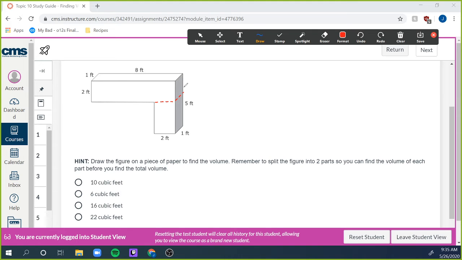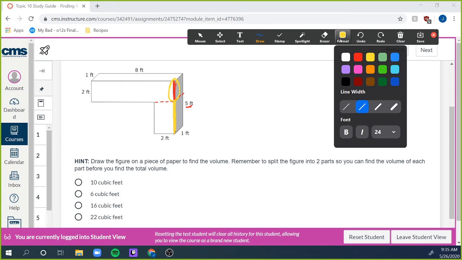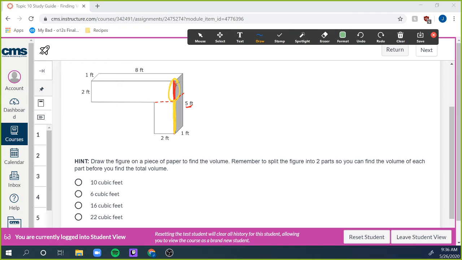So if I remove that little bottom part, I just need to find one more dimension. You see this 5 right here? This 5 is the length of this entire side, which is also the same thing as this entire side. Those two are the same size. Now, I need to find just this section right here. And in order to find that section, I need to know what this part is over here.